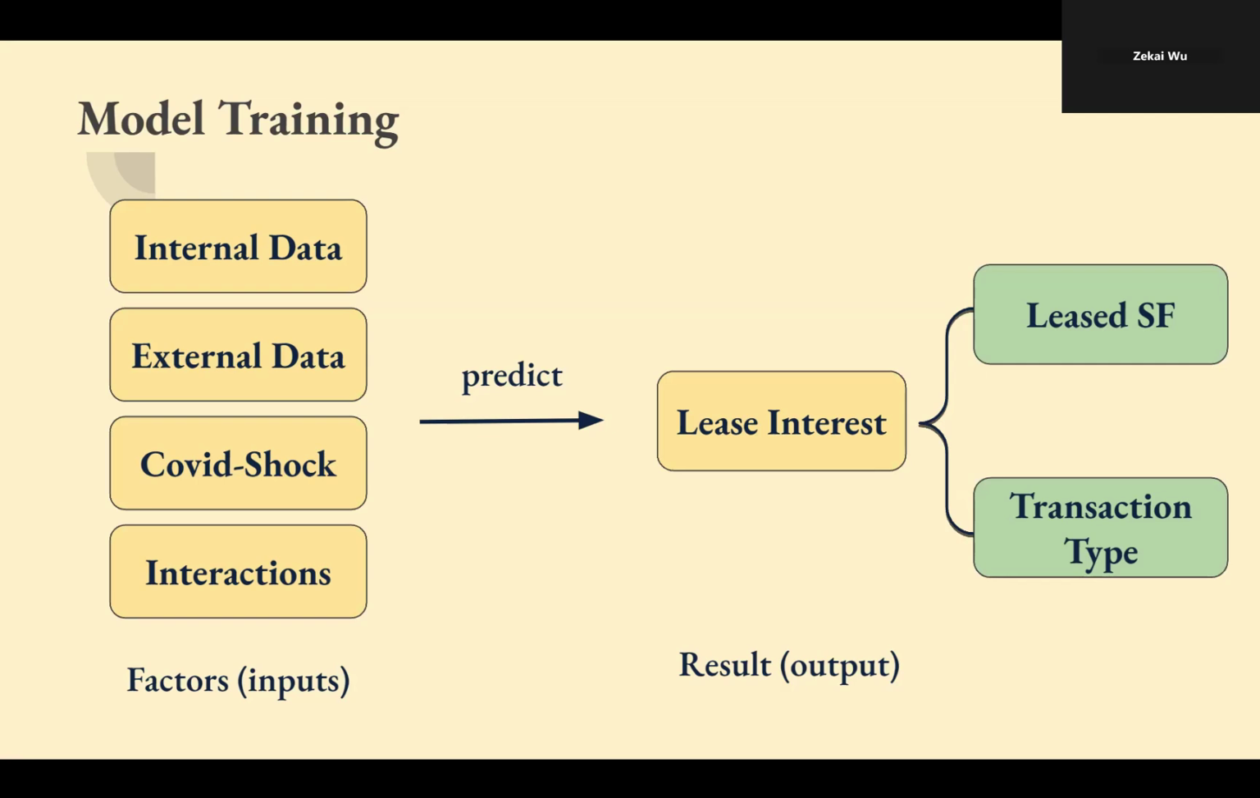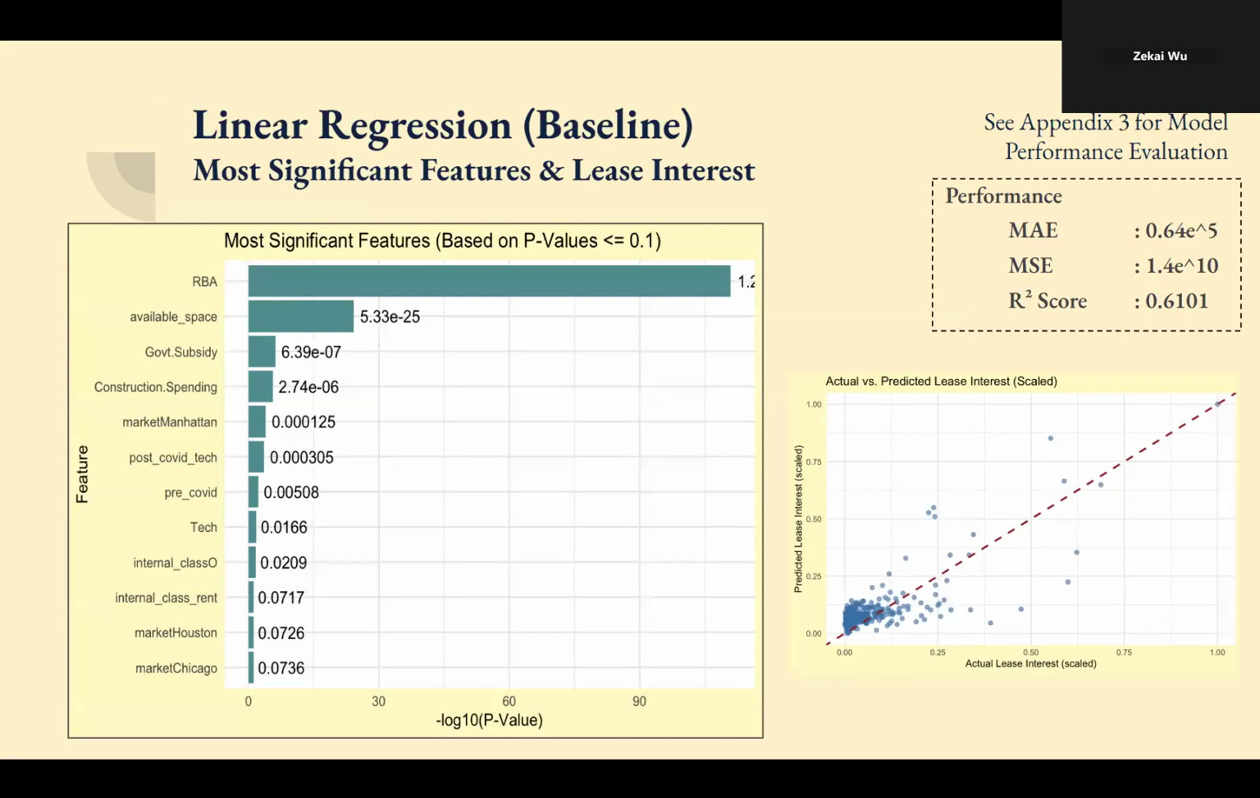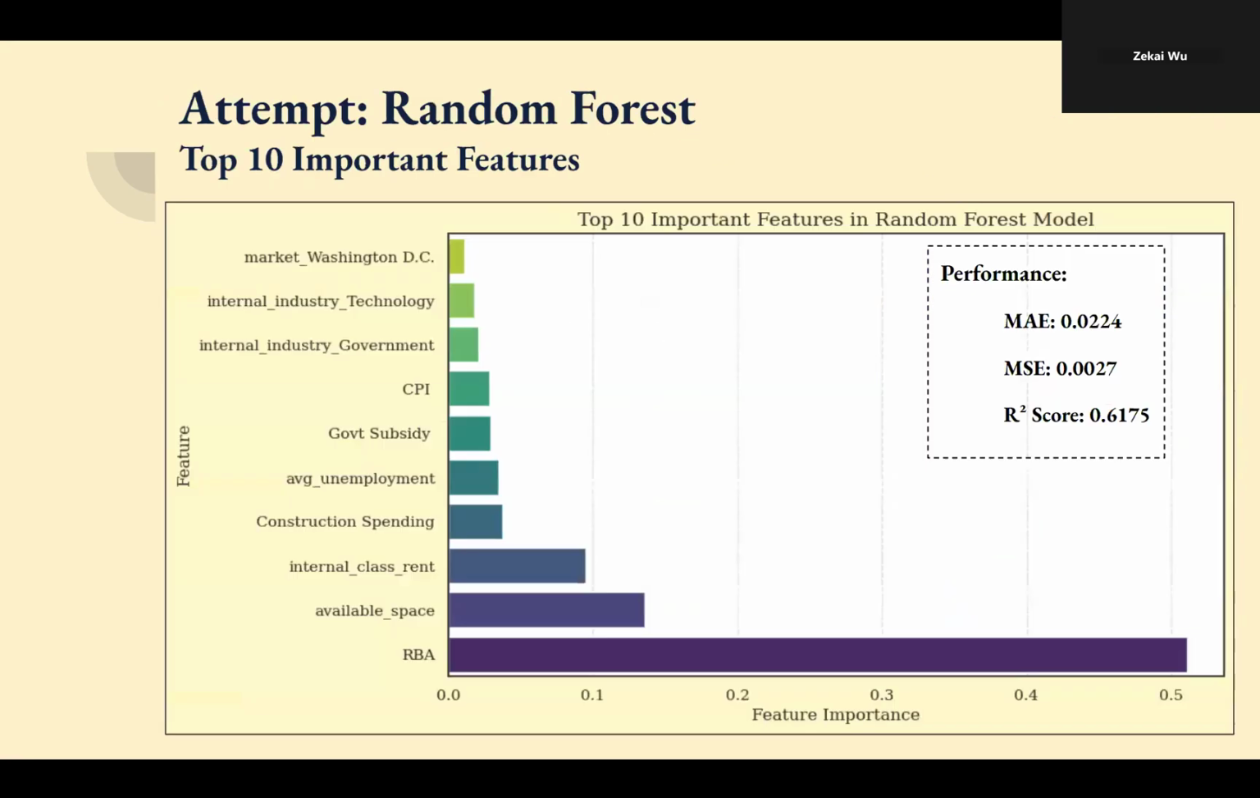We then split the dataset. 80% of the dataset is used for training and 20% for testing. First, we used linear regression as a baseline approach. We achieved a 0.61 R2 score, which indicates the model can cover 61% of the variance. We analyzed the most significant features based on the p-values. A smaller p-value indicates a stronger correlation. The linear regression model shows the most important factors are RBA, available space, government subsidy, government spending in construction, and market.